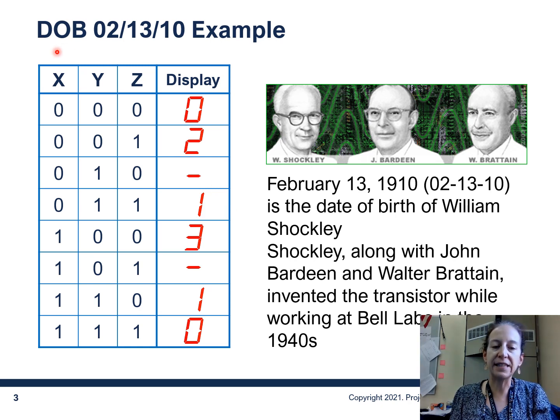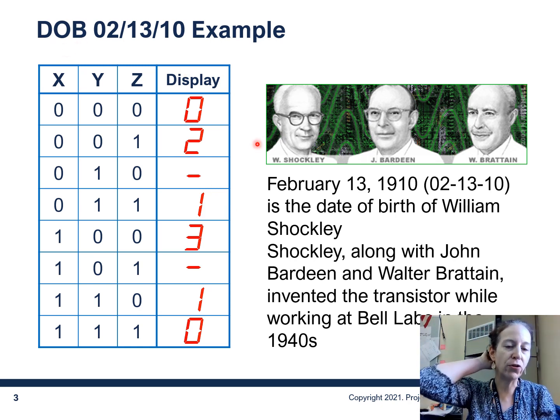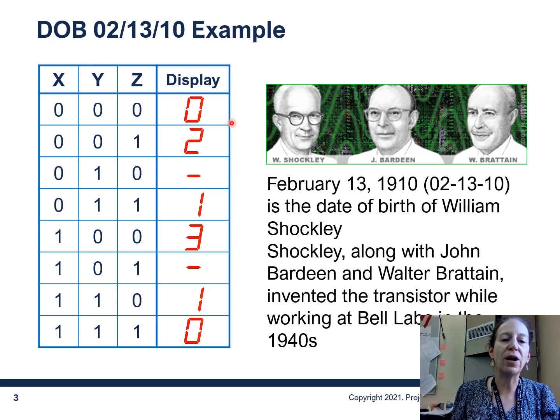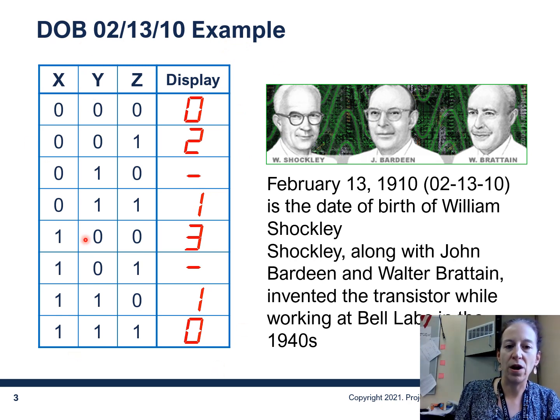So this is the example that they provide, and they go through a lot of detail with this. They're using the date of birth 0213 1910, which is the birth date of William Shockley. Shockley, along with John Bardeen and Walter Brattain, invented the transistor. So there you go.